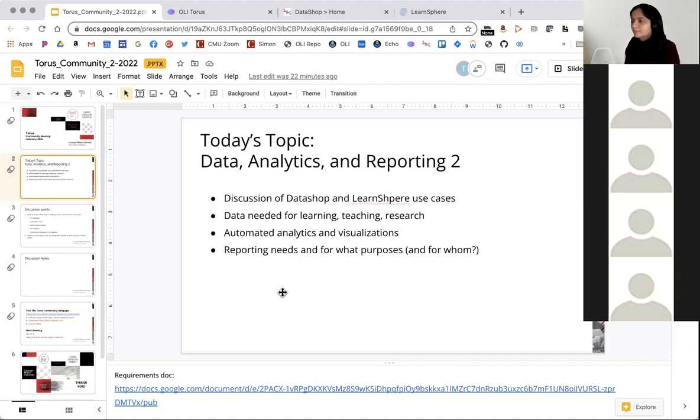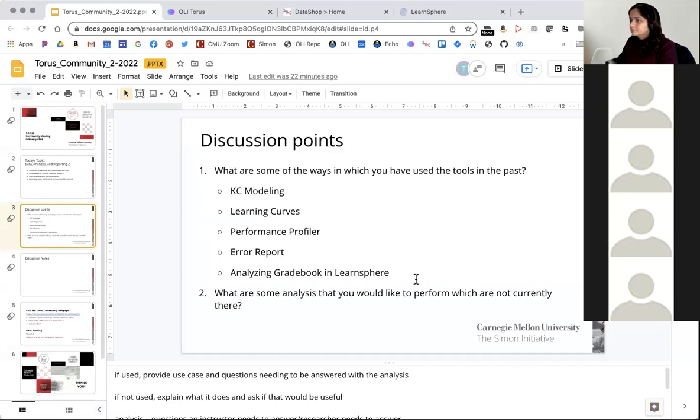But even with this group, we might be able to discuss use cases that we've experienced, or we've had to work with others to do, and maybe what are some of those processes, needs, research questions that we've had to work with. So to drive the discussion today, it was going to be some of the ways in which you've used tools in the past, and we put out some analytics and tools within DataShop and LearnSphere that are used, and wanted to talk through those one by one.